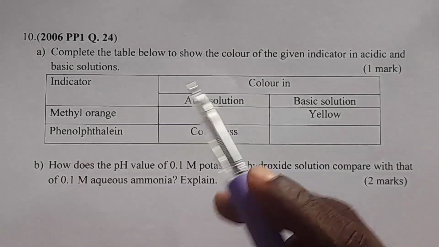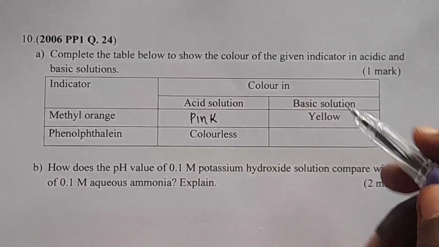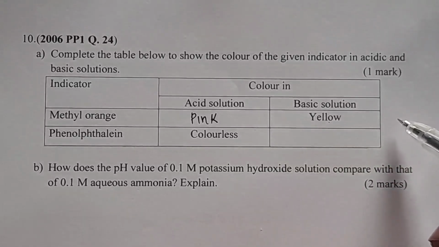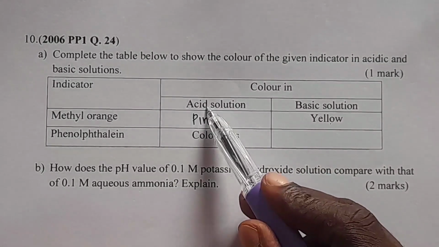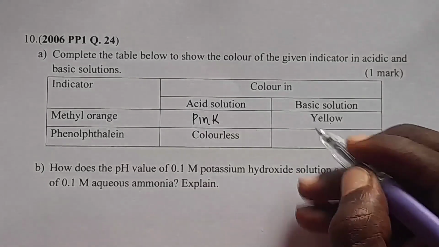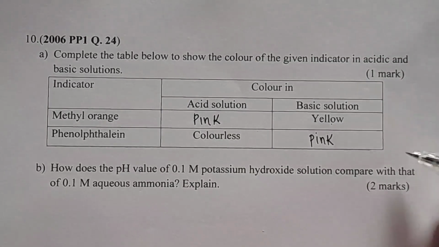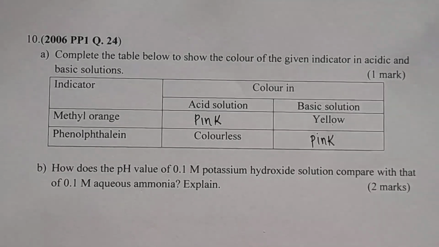So methyl orange in acids was pink, and it was yellow in basic, and we are having orange in that side of neutral. Then phenolphthalein indicator shows colorless in acidic solution or acid solution, and it was showing pink in basic solution, and it was showing colorless in the neutral solution. So we have not been told or given anything about the neutral solution. We have filled our two spaces to earn the 1 mark.